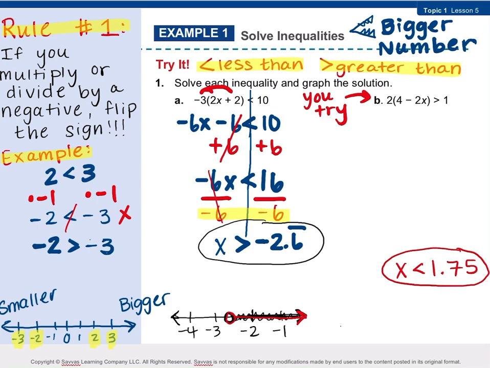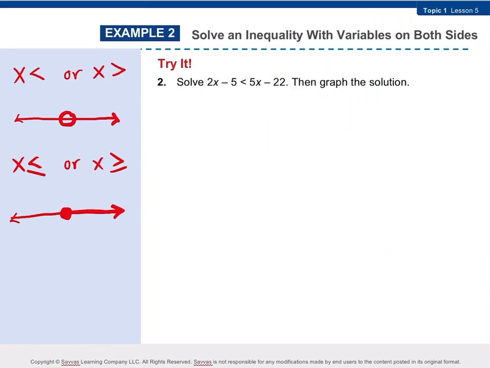You try that same thing for B. See if you get x is less than 1.75, and then try to put that on a number line. Be pausing as we go. I'm going to go quickly, but you need to take your time and write down everything we write. Here's another example, number 2, solving with variables on both sides.